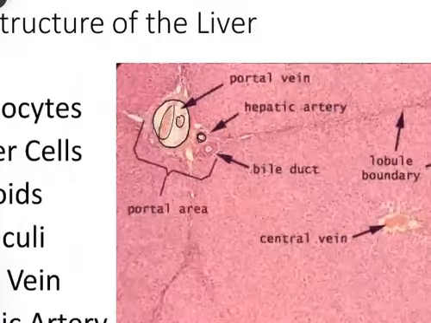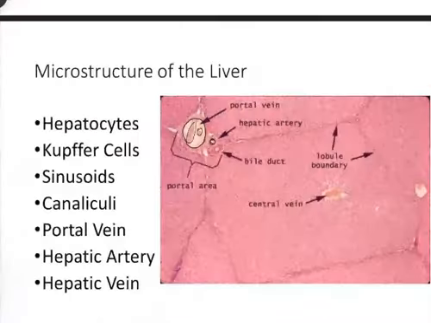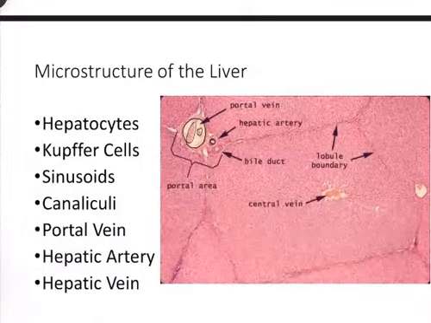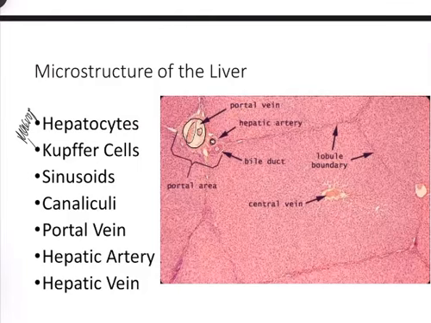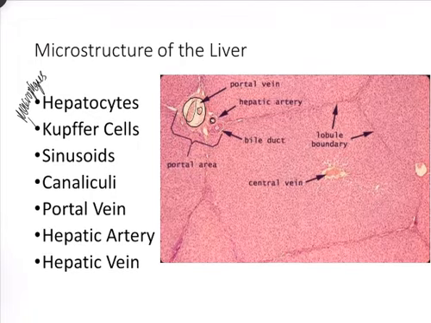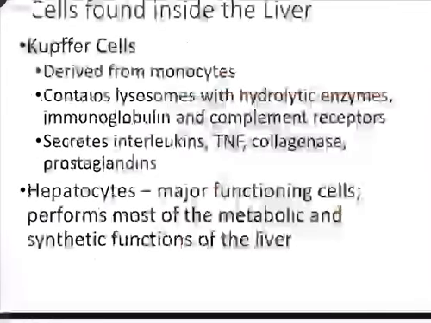Then Kupffer cells. Kupffer cells are known to be the macrophages which are found within your liver. Then sinusoids. Sinusoids are small areas wherein your bodily fluids flow into, also your canaliculi, then the portal vein, hepatic artery, and then the hepatic vein.